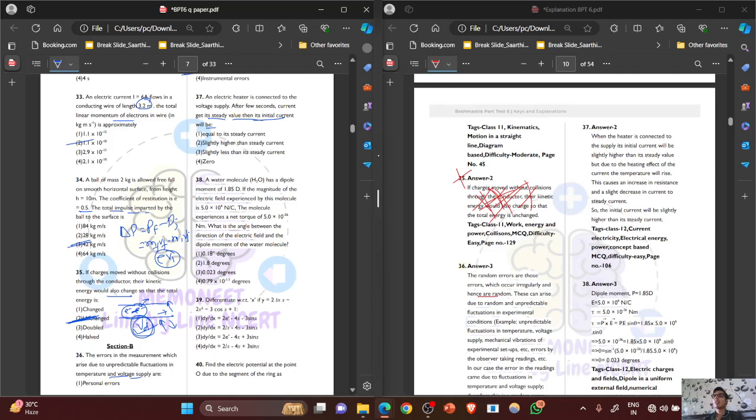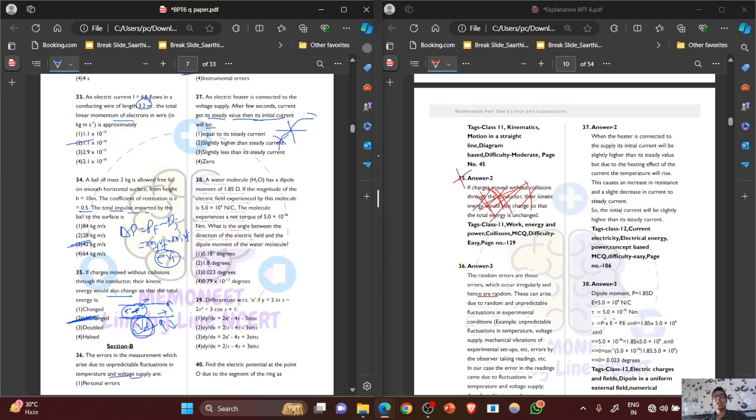The steady current means saturation current, and an electric heater is an ohmic conductor, so it never works in reverse bias. If it is always in forward bias, then the initial current will always be more than the steady current. So the graph will always go in this way. It will not be like this for an ohmic conductor.